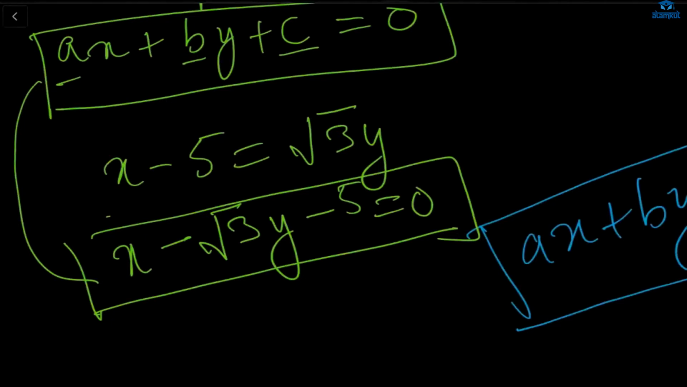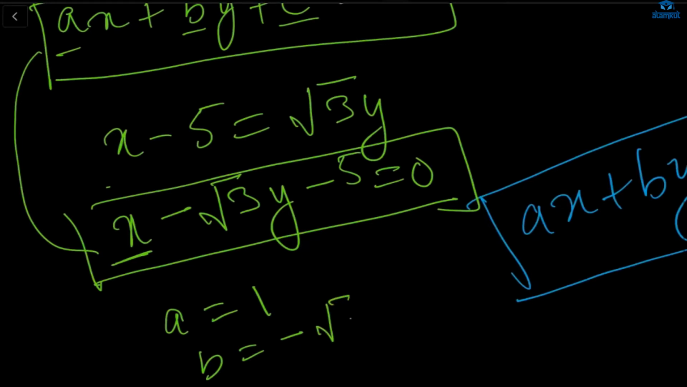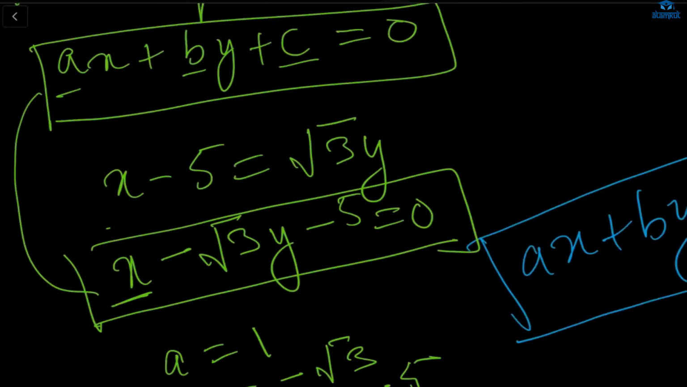Now, if you compare your given equation x minus root 3y minus 5 with the format, you can see the coefficient of x is 1. So the a value will be 1. The b value will be minus root 3, and the c value will be minus 5. Okay, Advika, now do you understand? Yes, ma'am, I understood.